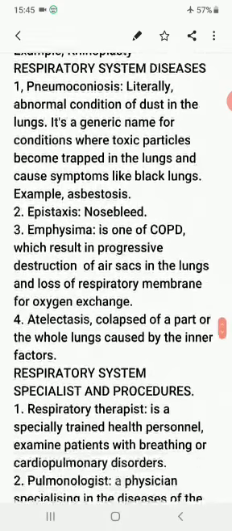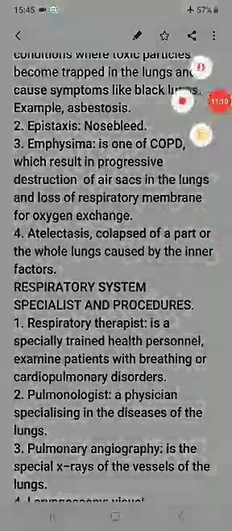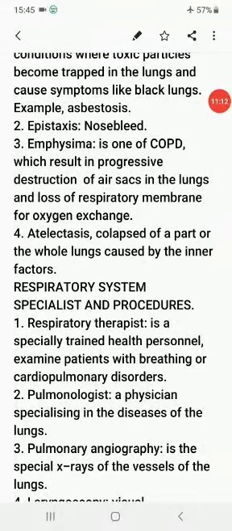Number 2, epistaxis. Haɓo, nosebleed, an san wannan epistaxis. Epistaxis, nosebleed. Akwai emphysema, is one of the COPD, that is chronic obstructive pulmonary disease.